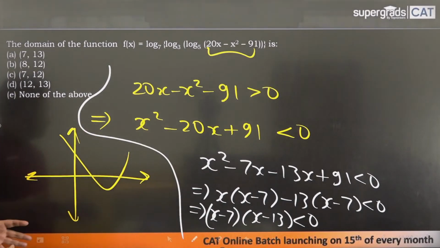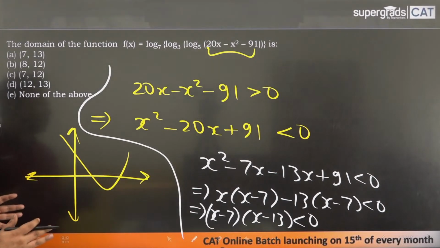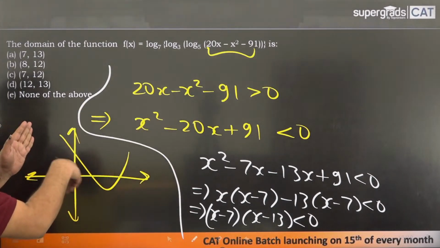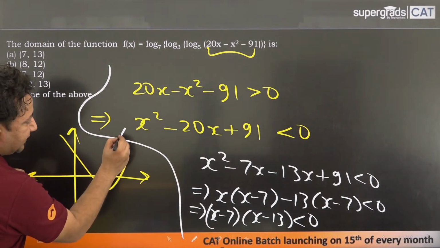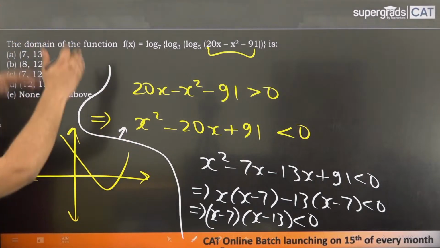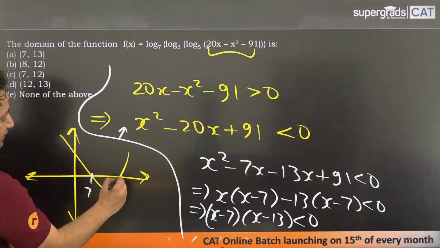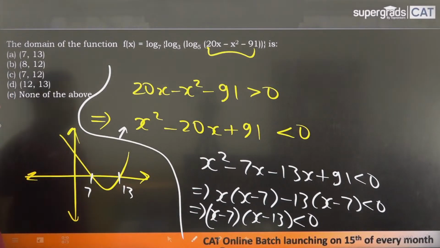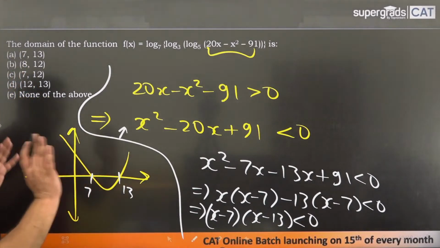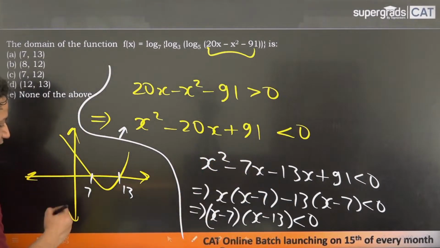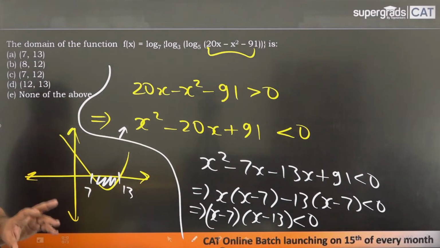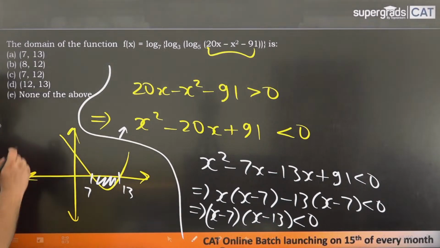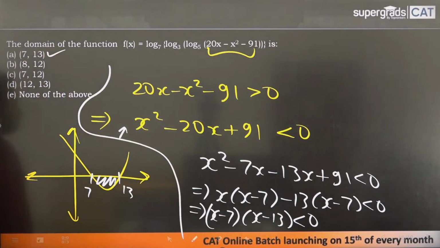I hope that all of you know that a quadratic function has a parabolic graph, and if the coefficient of x squared is positive, the graph will be upward facing. These are the roots 7 and 13. So we have made the graph and we need all the values at which the graph is less than 0, which is this region, from 7 to 13. But 7 and 13 should not be included. That is why we'll choose the open interval. And I'm sure you know what an open interval is.